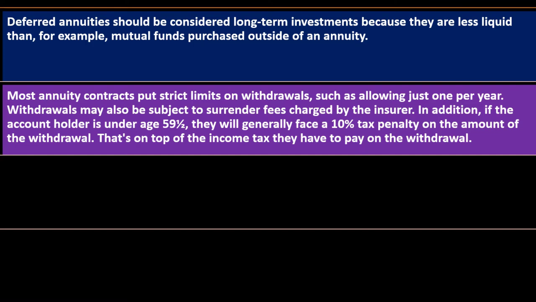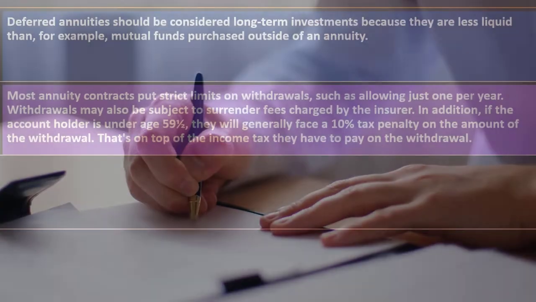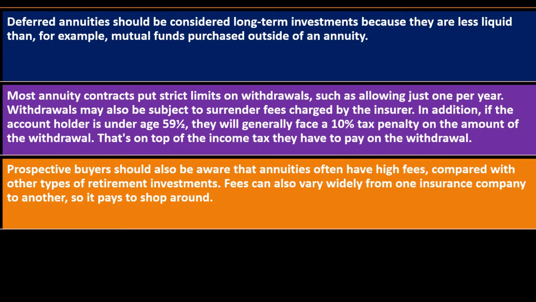So that's similar to, say, an IRA or 401k plan, where these tools are generally designed for retirement. So if you were to get into it earlier, then under the tax code you might have this penalty that you have to deal with, the 10% penalty, which can be significant. That's on top of the income tax they have to pay on the withdrawal. So there obviously could be tax implications on the withdrawal as well.